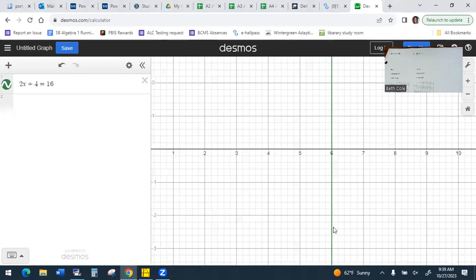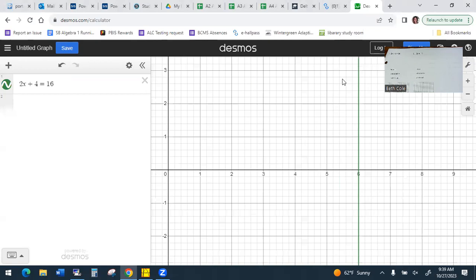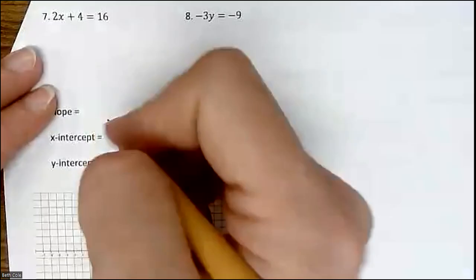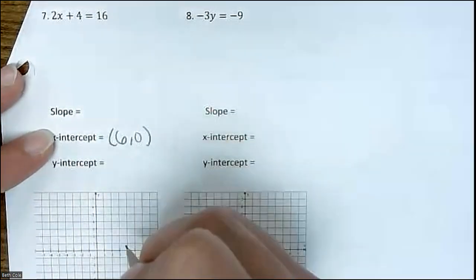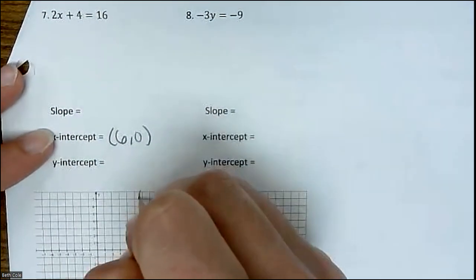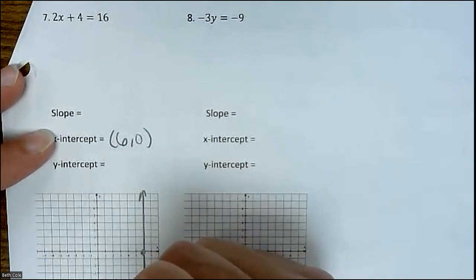Hey guys, look. Are you looking? What kind of a line did we get? Undefined slope. It's a vertical line. Where is it? 6, 0. Good. You even said the x-intercept. The x-intercept is 6, 0. And then you can draw a vertical line through that point.